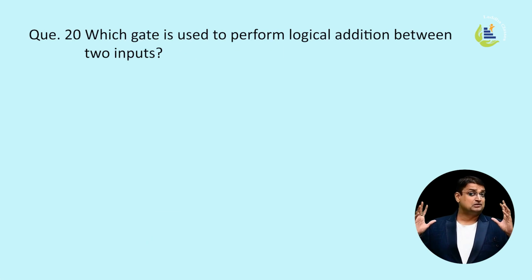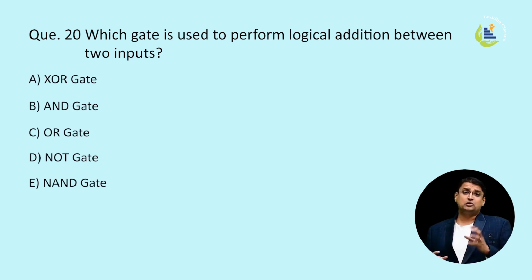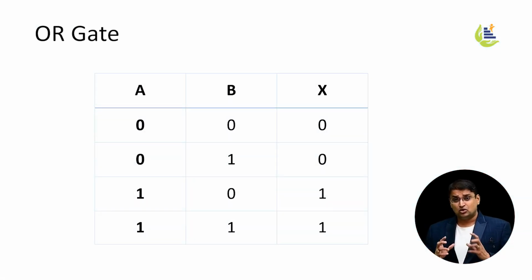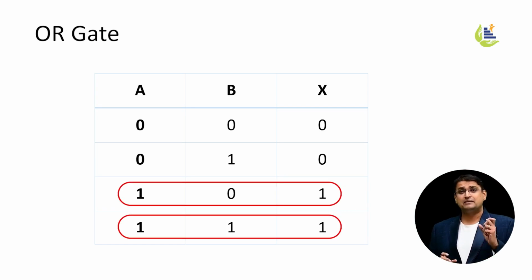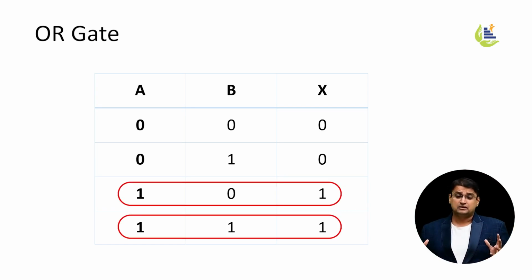Question 20. Which gate is used to perform logical addition between two inputs? Options are XOR, AND, OR, NOT, NAND. Correct answer option is C, OR gate. Because the OR gate performs logical addition, meaning it returns 1 if at least one input is 1. Other gates perform different logical operations.